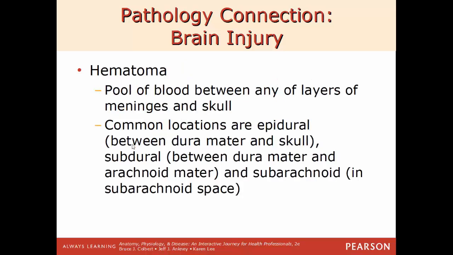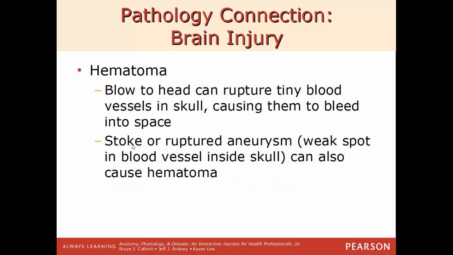Hematoma. This is a pool of blood that's found between any of the layers of the meninges and the skull itself. Some common locations are epidural hematomas, which are found between the dura mater and the skull. Subdural hematomas, found between the dura mater and the arachnoid mater. And the subarachnoid hematomas, found within the subarachnoid space. Now, a blow to the head can rupture tiny blood vessels in the skull, causing them to bleed into one of these spaces. Now, a stroke or a ruptured aneurysm, say a weak spot in a blood vessel inside the skull, can also lead to a hematoma.